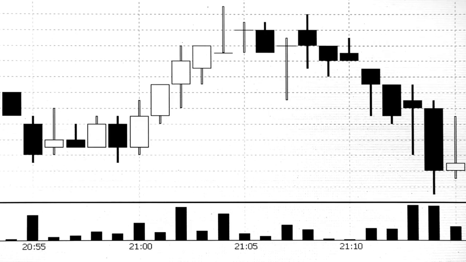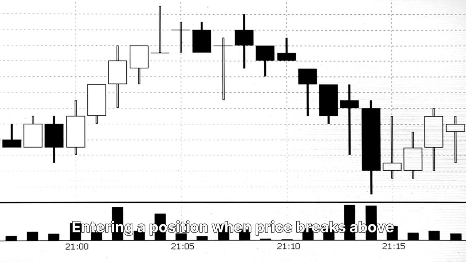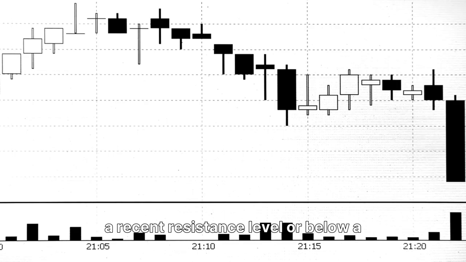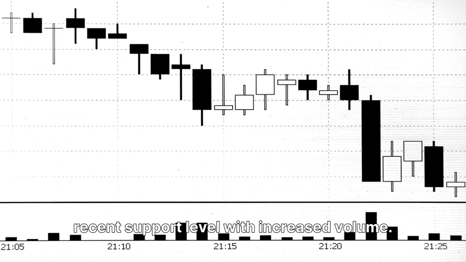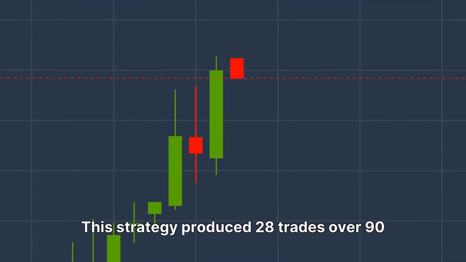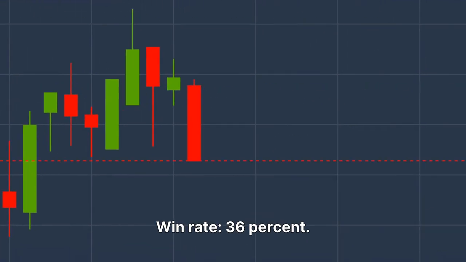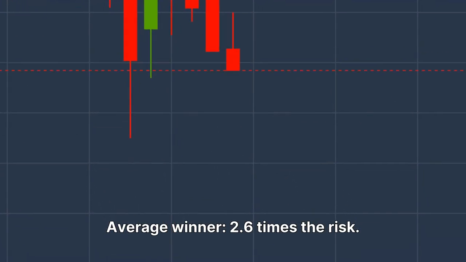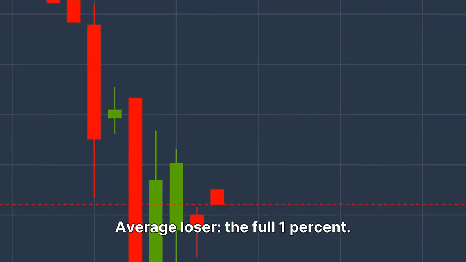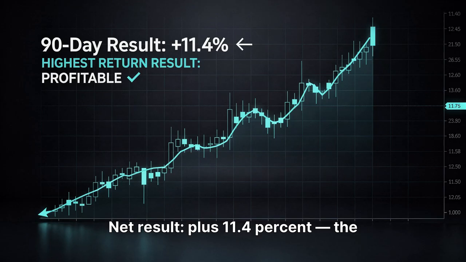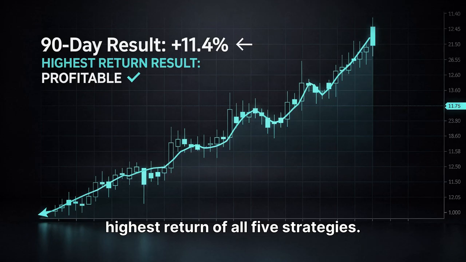Strategy 3. Breakout trading. Entering a position when price breaks above a recent resistance level or below a recent support level with increased volume. This strategy produced 28 trades over 90 days. Win rate 36%. Average winner 2.6 times the risk. Average loser the full 1%. Net result plus 11.4%. The highest return of all 5 strategies.